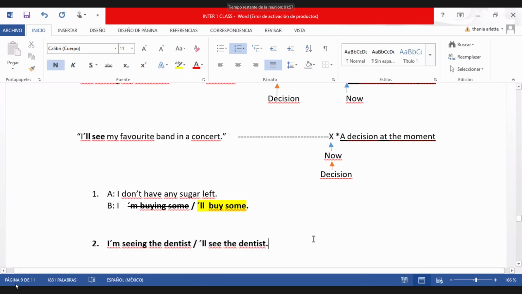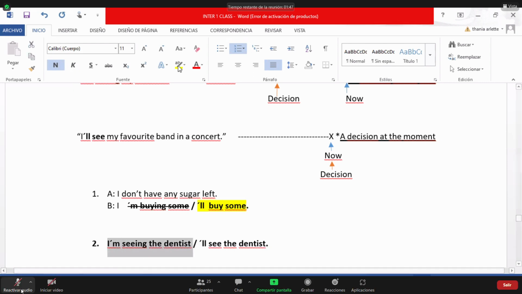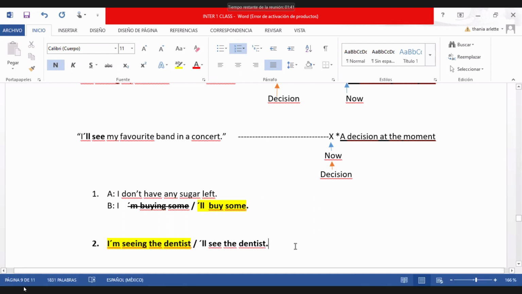Which option is correct? I am seeing the dentist, exactly. This is the correct one, because I am expressing a plan that I made before now. Remember, the other one is for a spontaneous decision, and this is not correct. So the first one is the correct one.